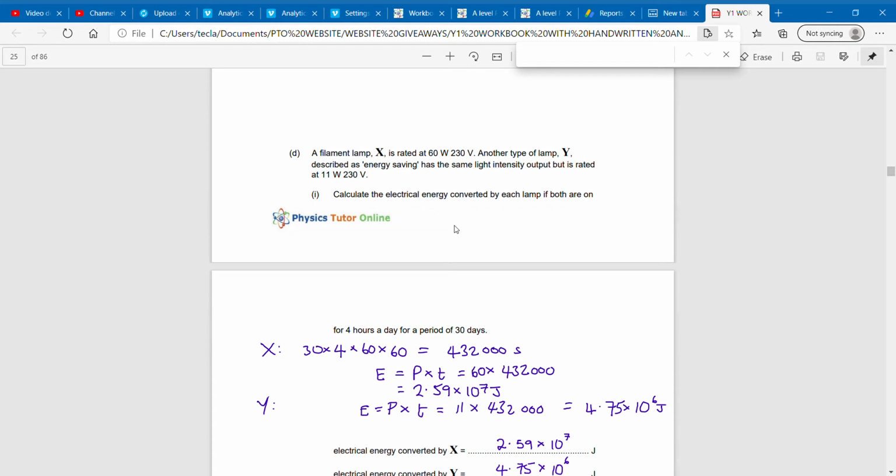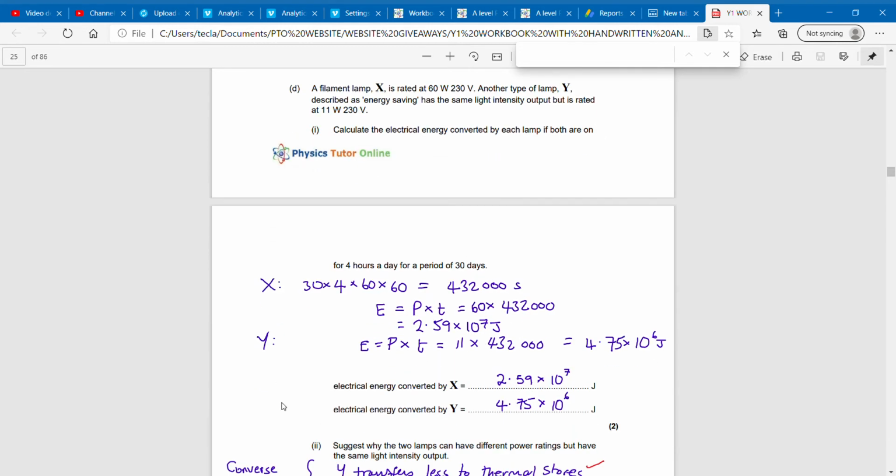We're given the power of 60 watts. 60 times 432,000 gives us an energy of 2.59 times 10 to the 7 joules. And for Y, energy equals power times time, the time is the same. So 11 watts times 432,000 seconds equals 4.75 times 10 to the 6 joules. So we can see the difference in terms of the energy converted.